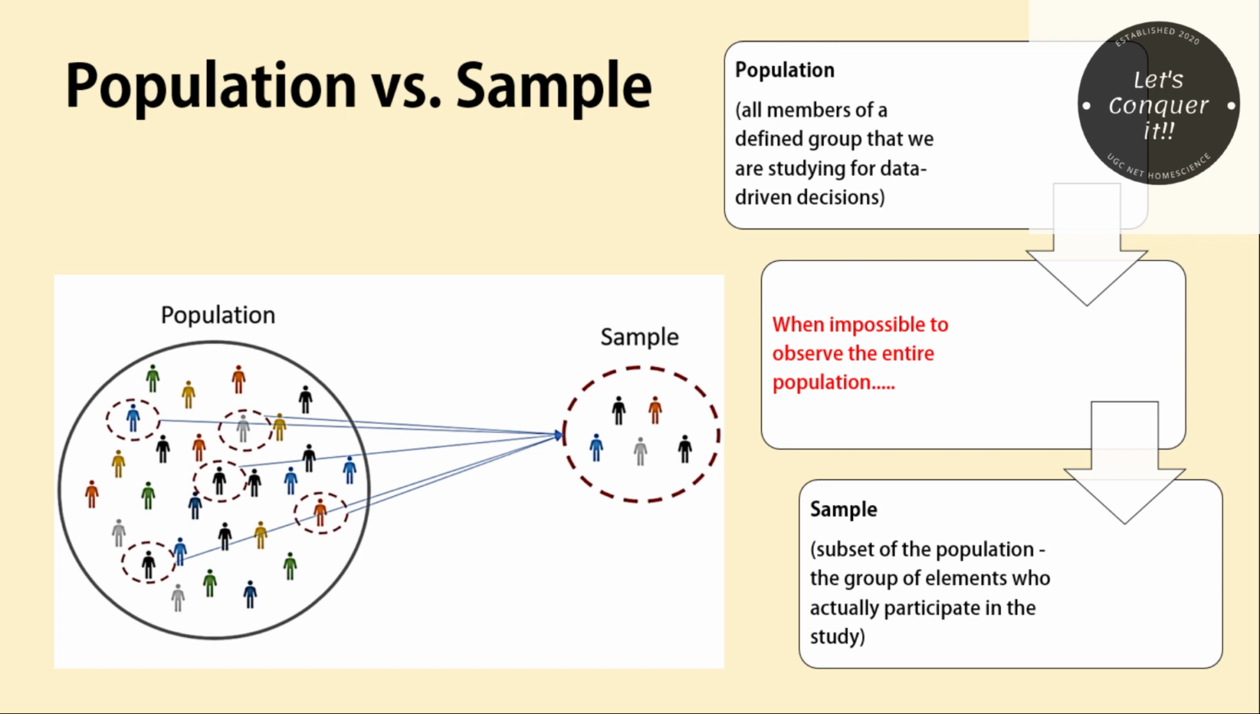To recap, a population refers to all the members or elements of a defined group that we are studying. A sample is a subset of the population or a part of the population that actually participates in the study or the research. If the sample is representative, then the results can be generalized to the population.